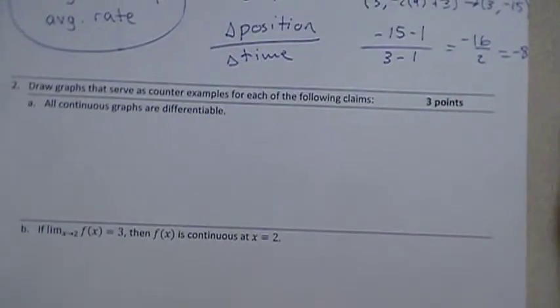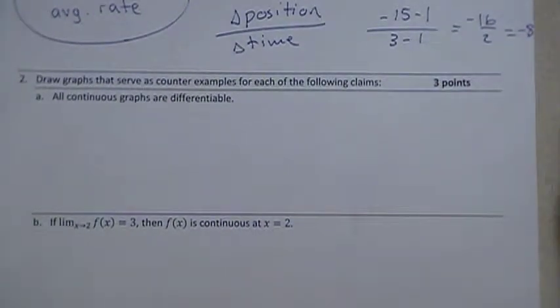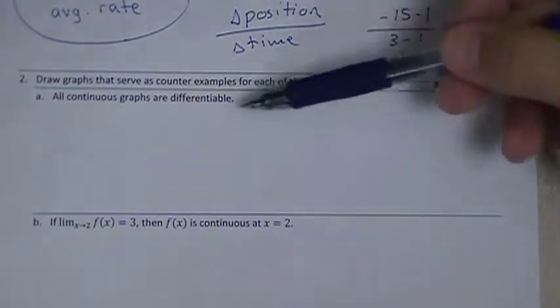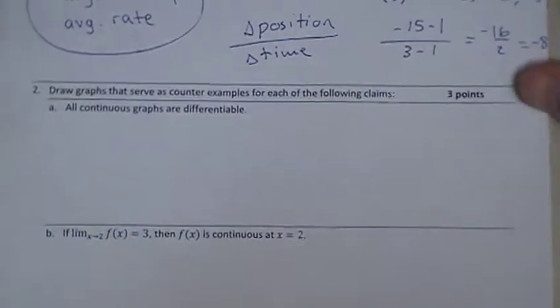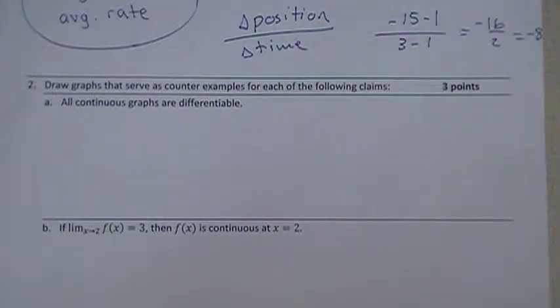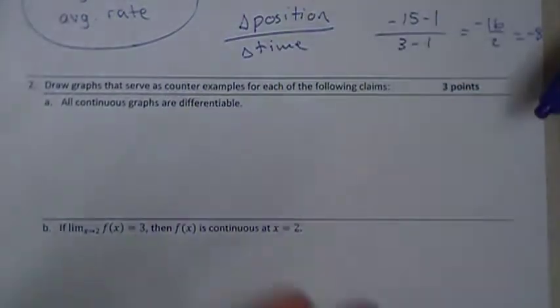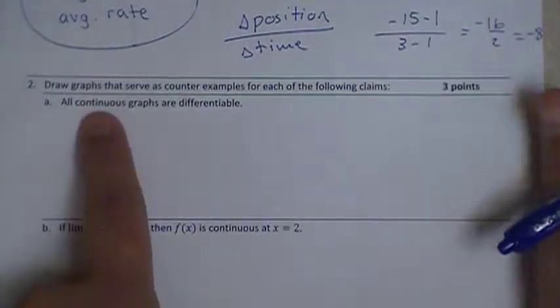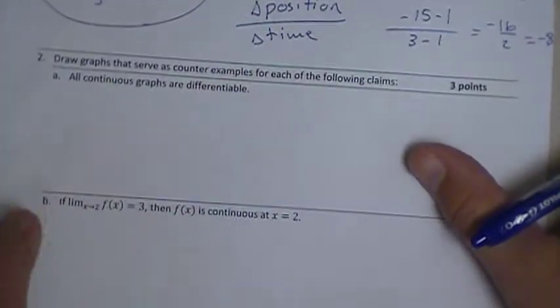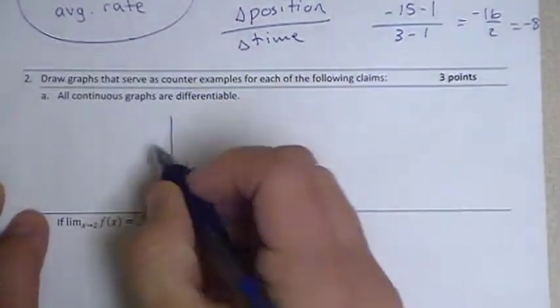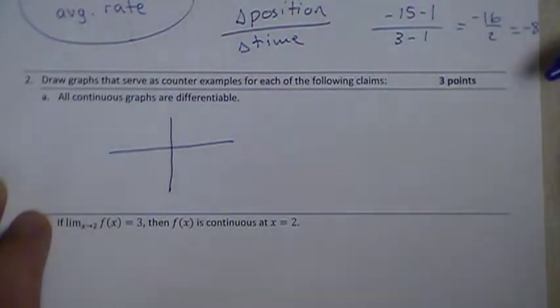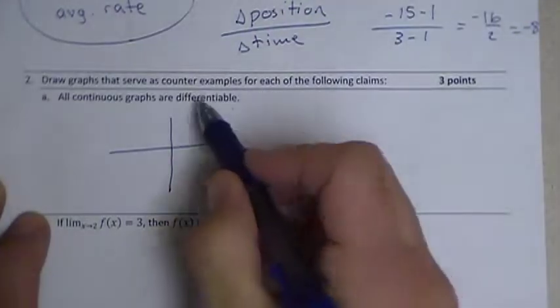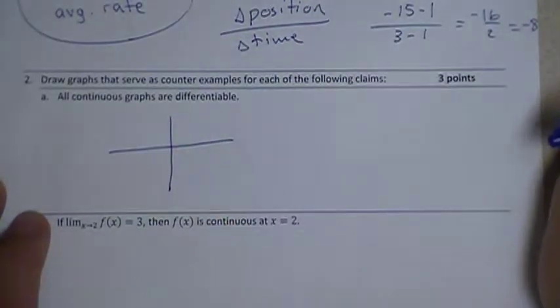The next 3 questions ask you to draw graphs that serve as counterexamples for each of these claims. I made 3 claims here, and none of them are true. The first claim is that all continuous graphs are differentiable. To draw a counterexample, I'd need to draw a continuous graph that is not differentiable. A continuous graph can't have any holes, jumps, or asymptotes, and it has to have a point where the slope of the tangent line is undefined. Remember, differentiable just means the slope of the tangent line, or the derivative, is defined.